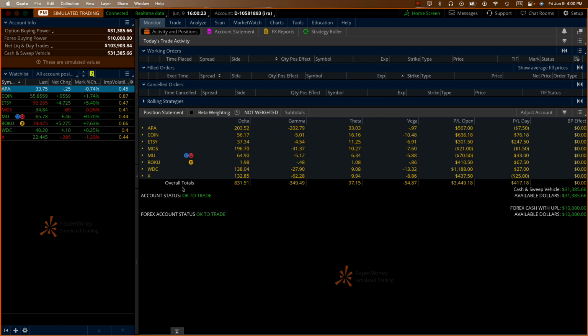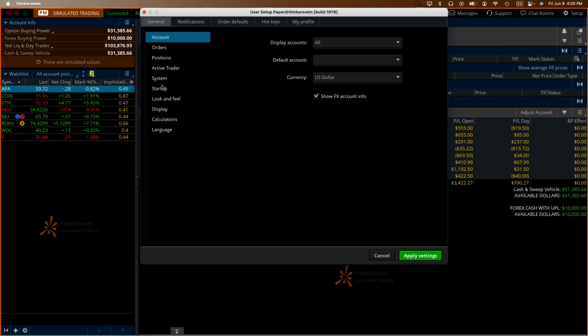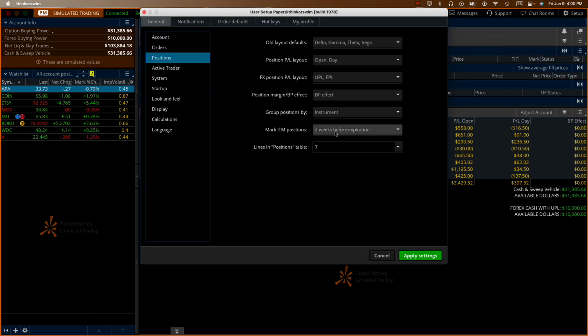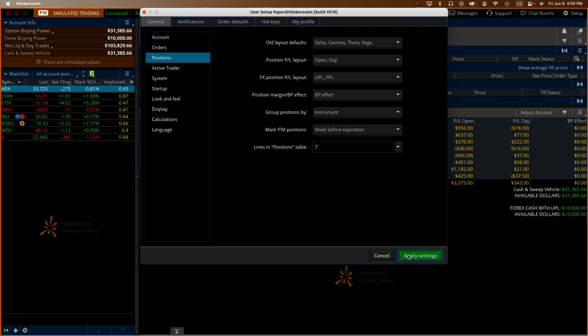We have one call expiring, which is in APA. Normally you can see that as an ITM or in the money sign here next to it, but for whatever reason it's not showing. If you want, in your own platform, go to application settings and look for positions and click on 1 week to expiration. That should be enough to show it. For whatever reason, it's not showing it here.